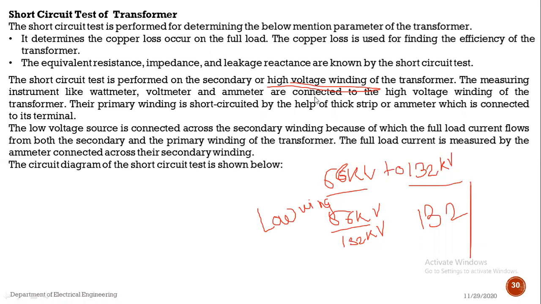Now the short circuit test can be performed on the high voltage winding of the transformer, and the measuring instruments like wattmeter, voltmeter and ammeter are connected to the high voltage winding of the transformer. The primary winding is short circuited with the help of a thick strip or the ammeter. We short circuit the terminals.